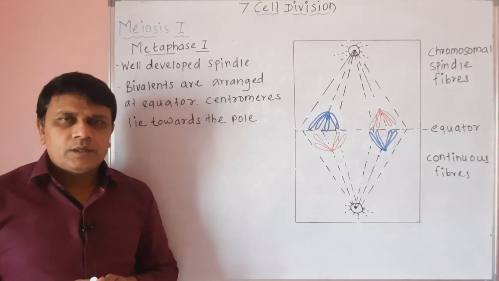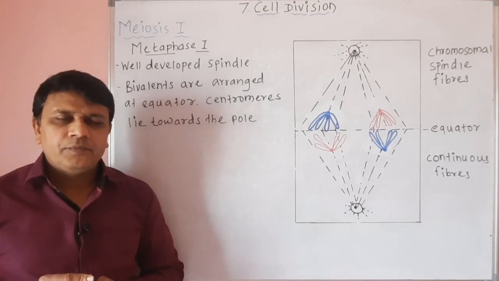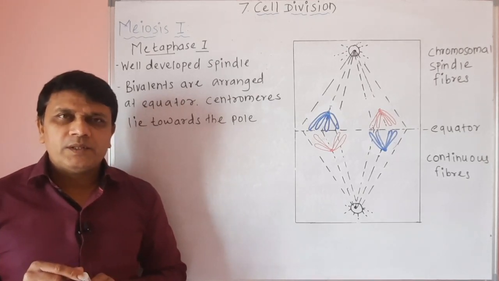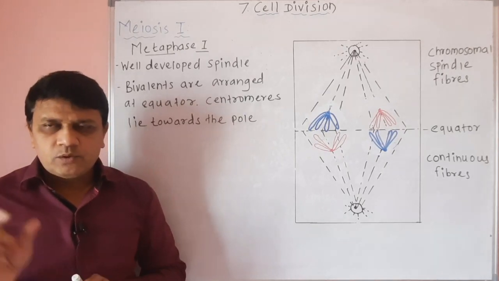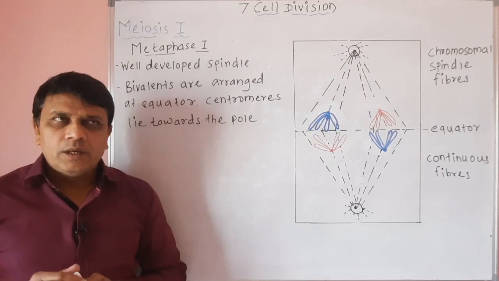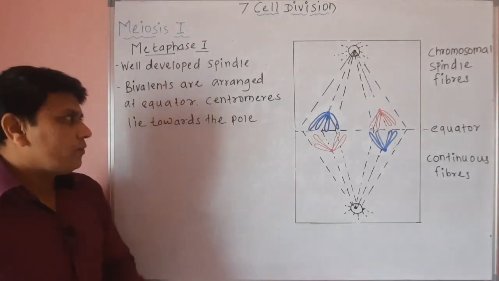Hello students, in our previous session we learnt about prophase I of meiosis I. In it we saw the different stages of prophase, that is leptotene, zygotene, pachytene, diplotene and diakinesis. So prophase was of long duration. Now in this session we are going to see the next stage, that is metaphase I.